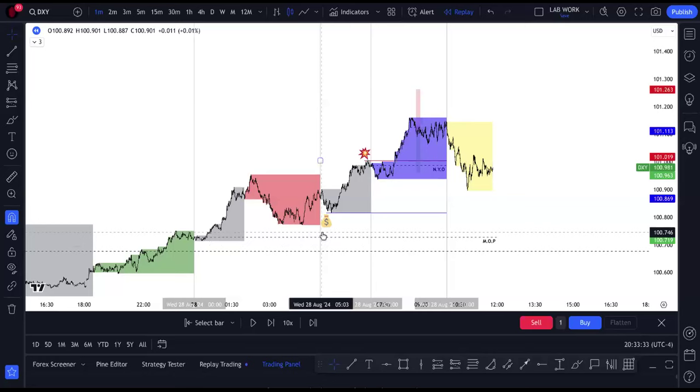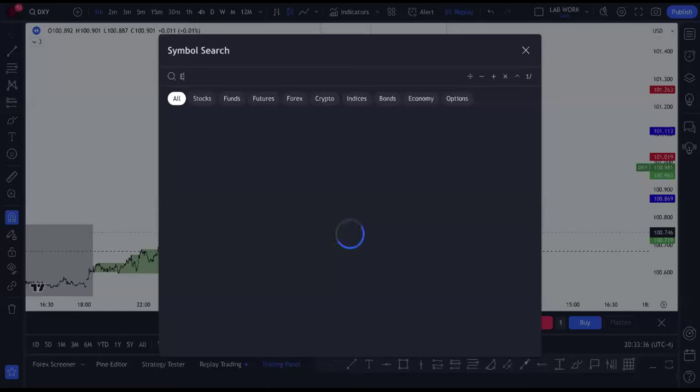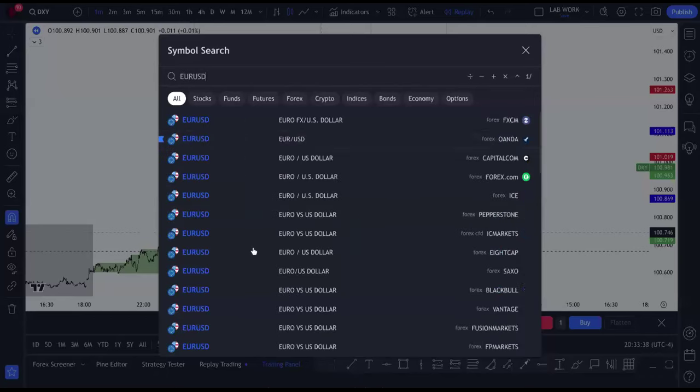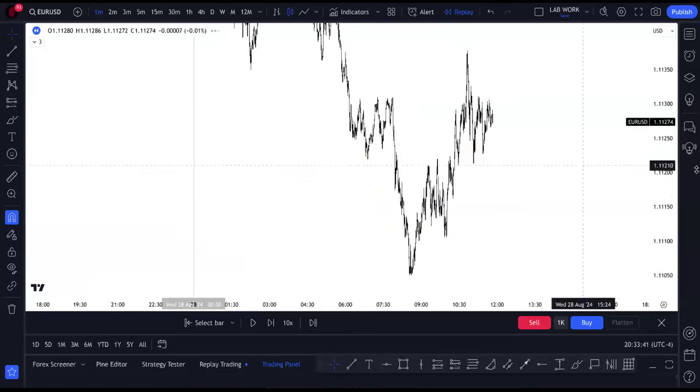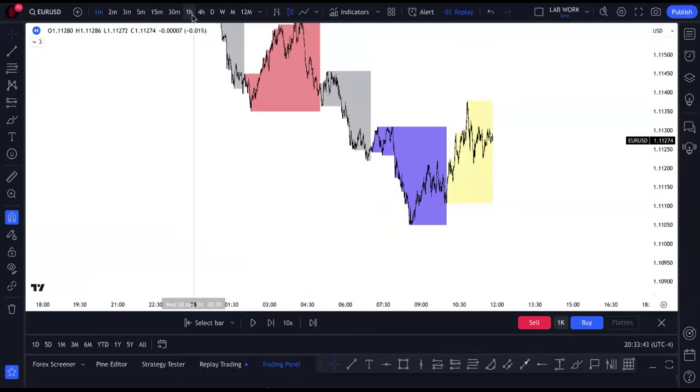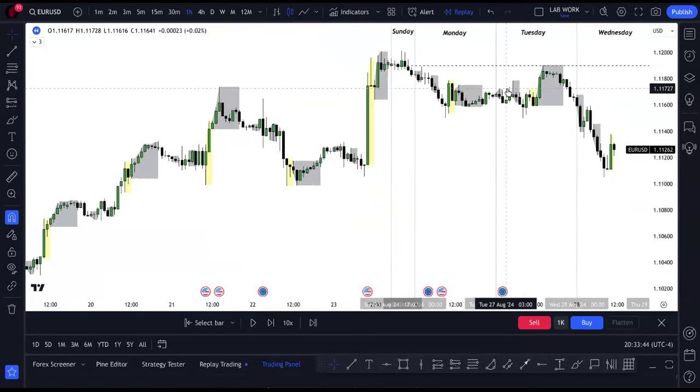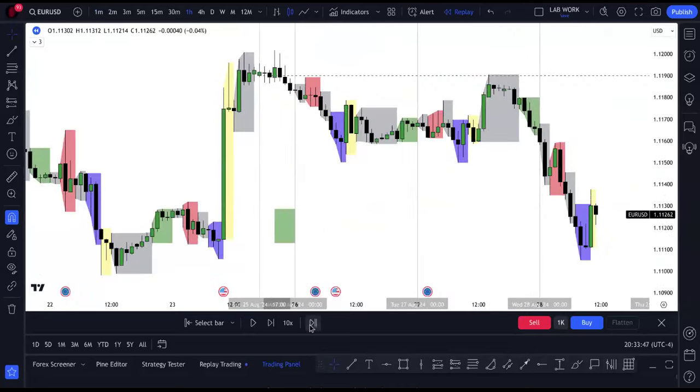All right, let's move on to Euro. Or should we do UCAD first? We'll do Euro. We'll do EU first. All right, EU. Go on the hourly chart. Put it all the way forward.